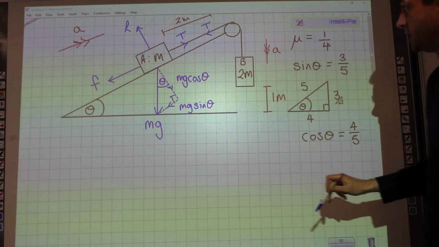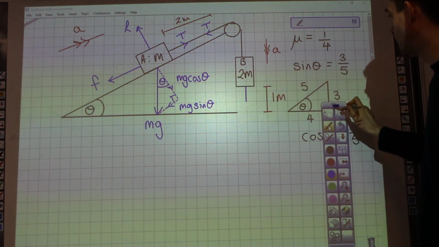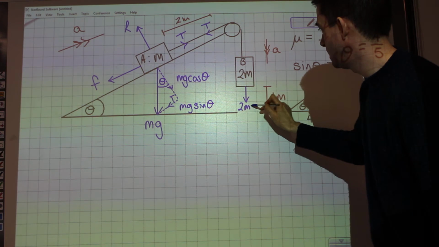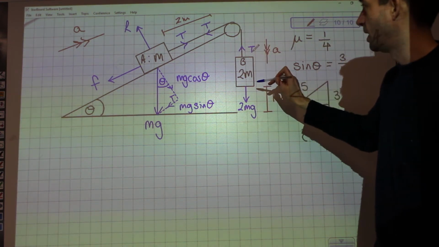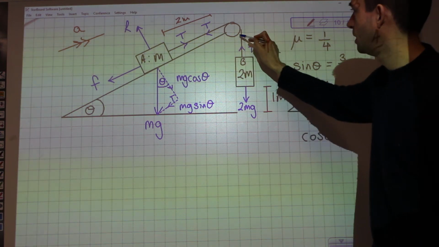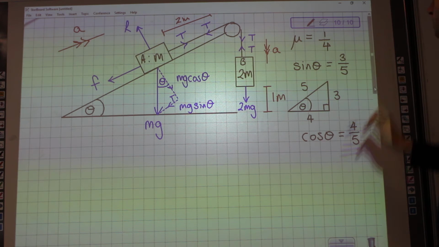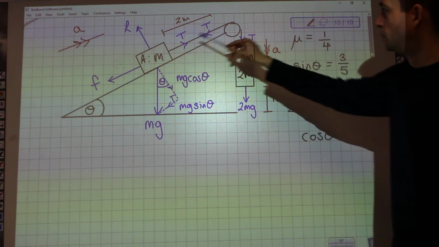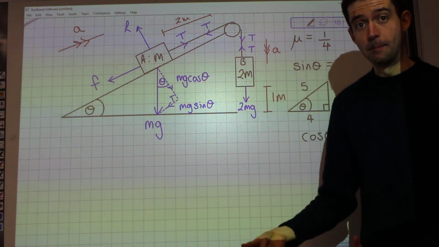So now let's look at the forces acting on particle B. We've got its weight directly downwards, which is mass times gravity, so 2mg. We have a tension force in the string acting on B going upwards, and we have the same tension force acting on the pulley going downwards. And as mentioned before, all four of these tensions are the same magnitude, same value, same number.